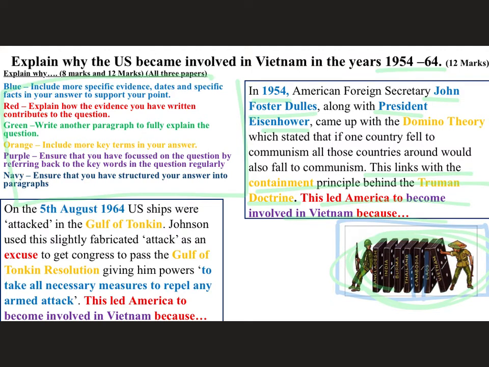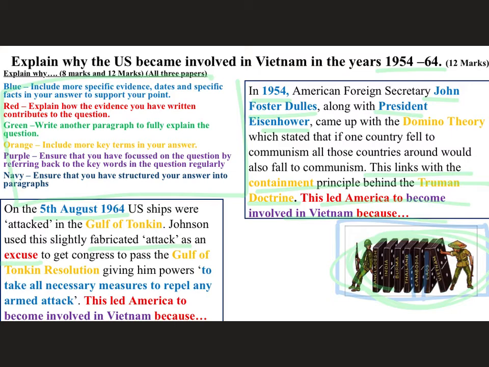Right then, let's move on to the Gulf of Tonkin paragraph. Okay, again, this was mentioned in the question. And again, you can see from blue, what I've got is the date, okay, 5th of August, 1964. And pretty good this, actually, that it was a fabricated attack. That was pretty well explained. Maybe not use the word fabricated, but that idea. And the word excuse kept cropping up as well, which links nicely to the question.